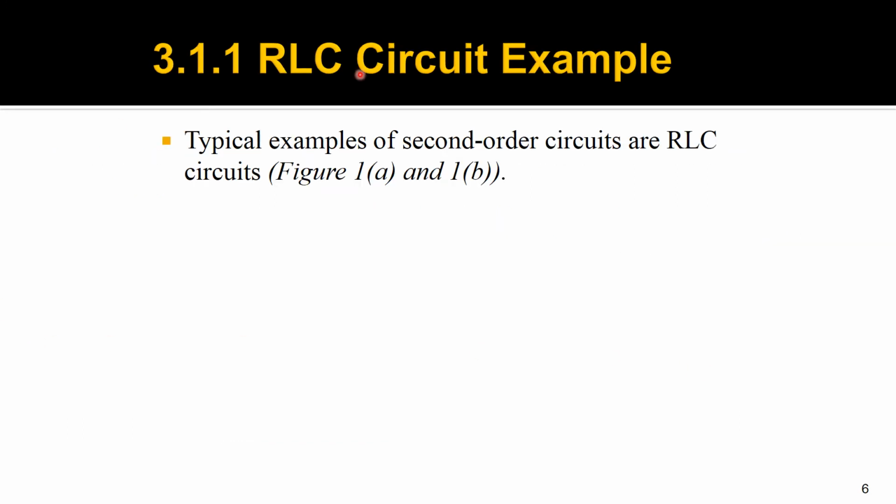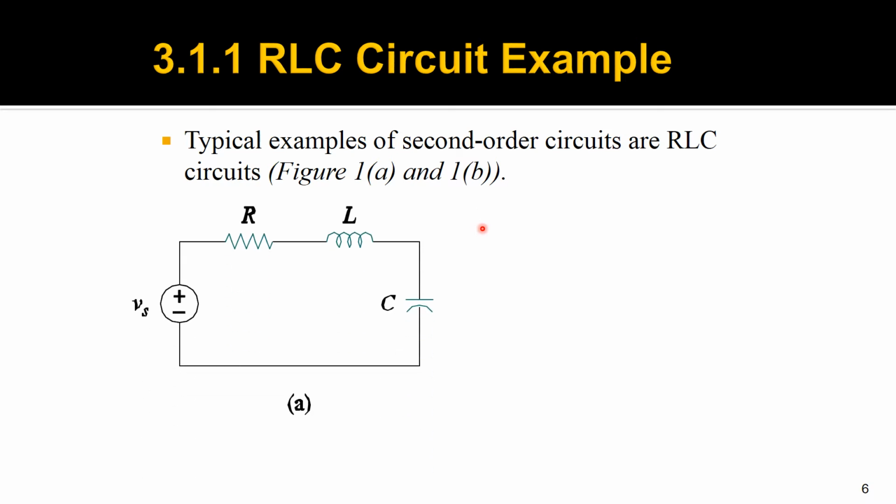Okay, now let's look at the RLC circuit example. What are considered as RLC circuit? Typical examples of second order circuits are RLC circuits as shown in figure 1A and 1B. You can see in figure 1A, this is actually a series RLC circuit in which the R, L, and C are connected in series with the voltage source.